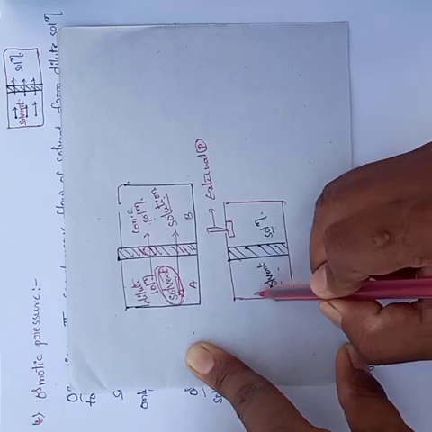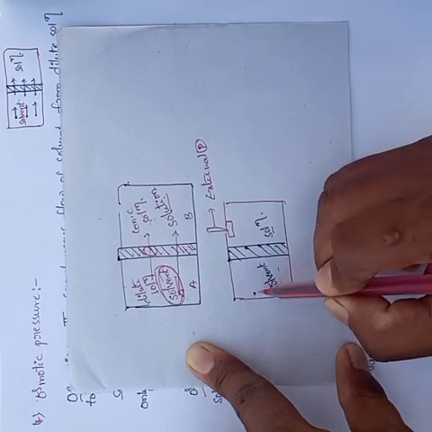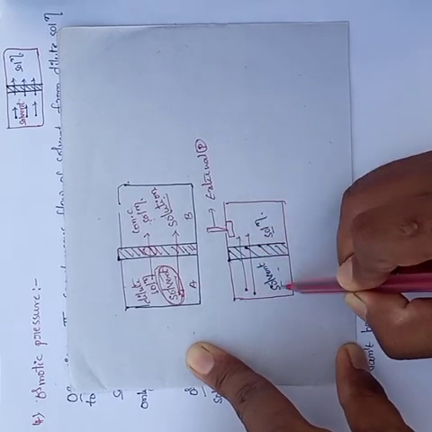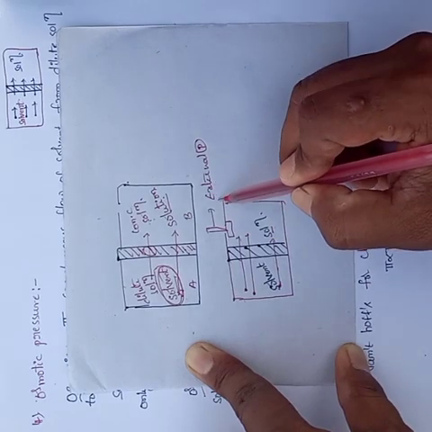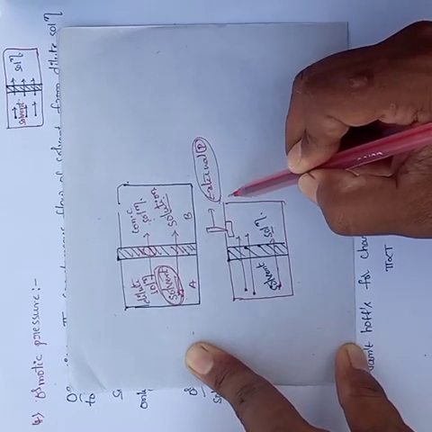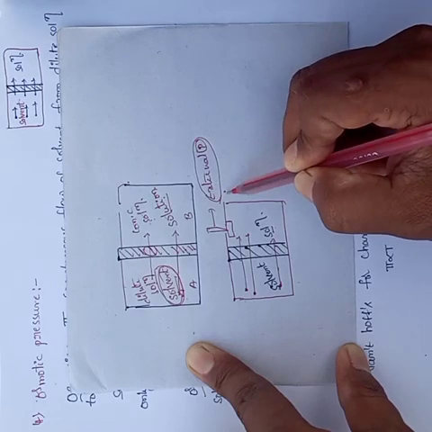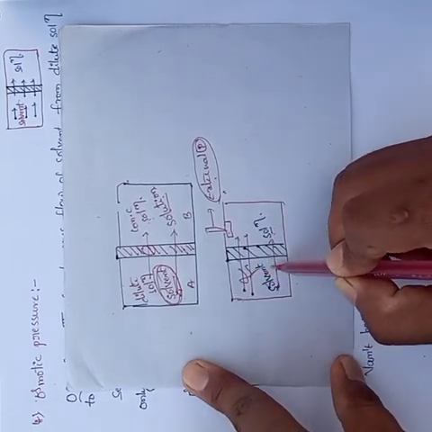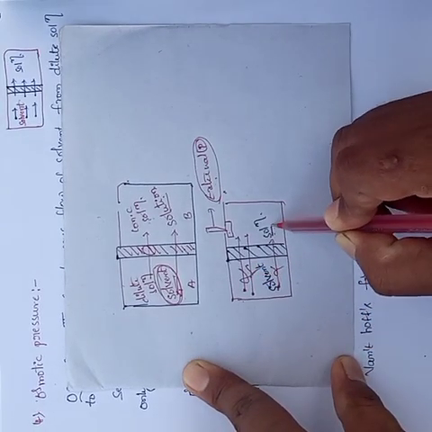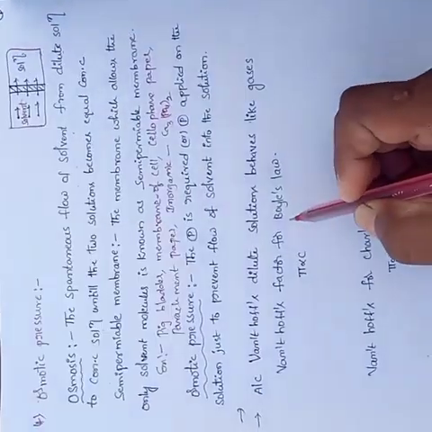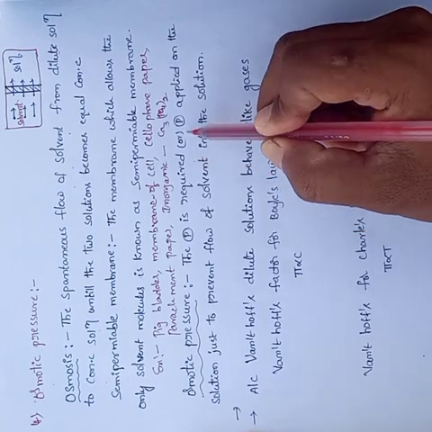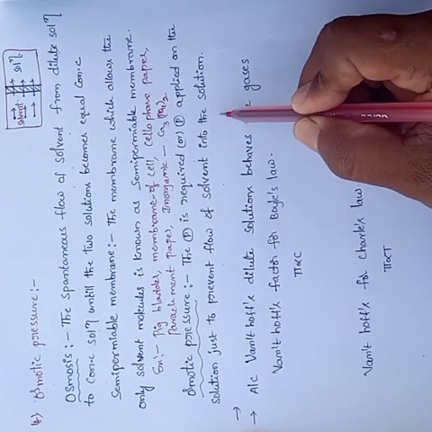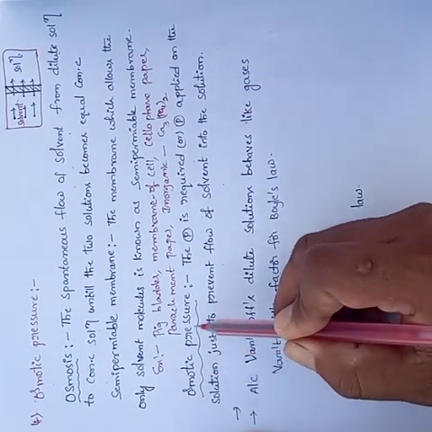Usually the solvent molecules flow from the dilute solution to the concentrated solution, or from the solvent to the solution side. But when the applied pressure is greater, this applied pressure prevents the flow of solvent molecules into the solution. That is known as the osmotic pressure. So the pressure required or applied on the solution just to prevent the flow of solvent molecules is known as the osmotic pressure.